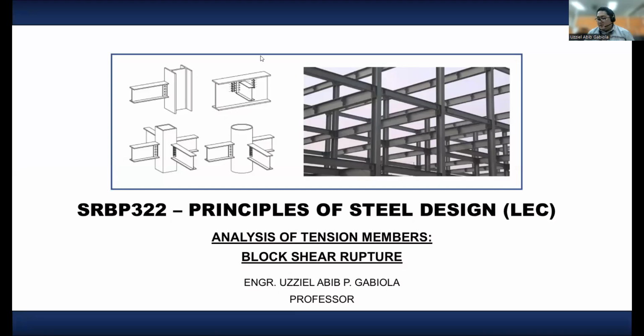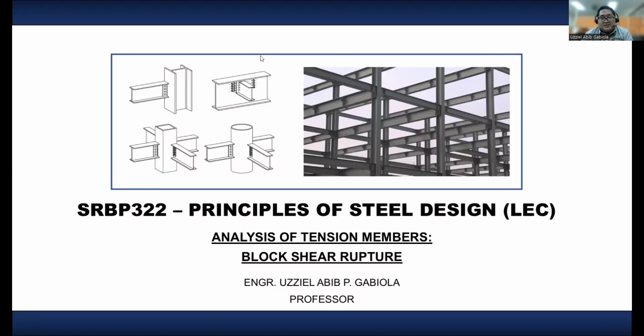And for this afternoon, we will be discussing the last topic included in our midterm examination, or the last topic under the tension members, which is block shear rupture. So far, we already discussed two types of limit state, which are gross section yielding, or GSY, and net section rupture, or NSR. We also have the slenderness limitation. And for today, we will be discussing the fourth requirement, which is block shear rupture.